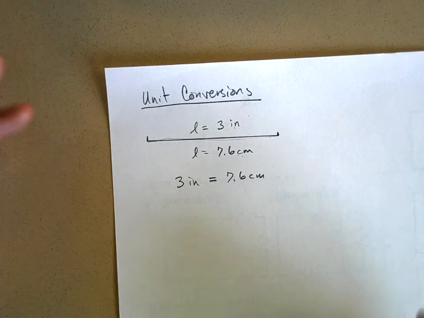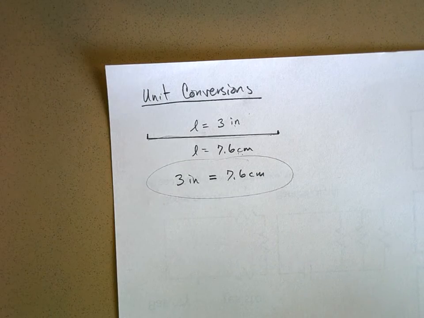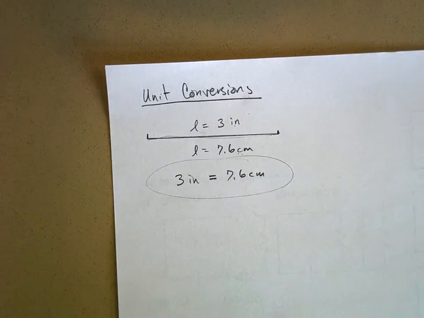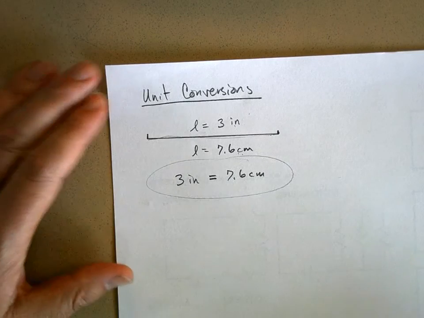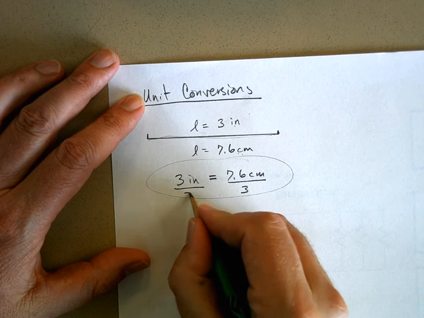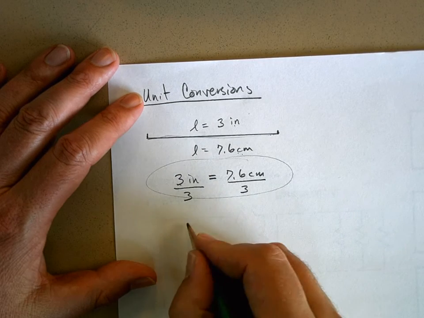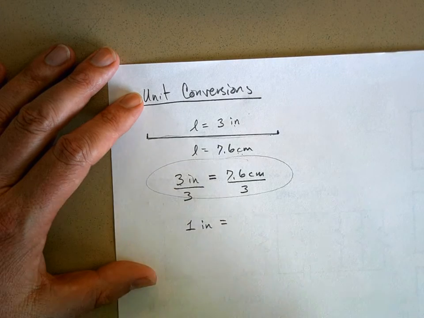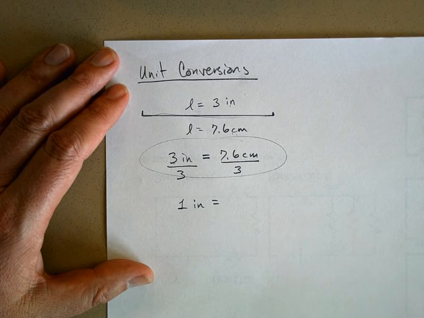Well, this is good. You can use that as what we're going to call a conversion factor. But it would be a little bit more convenient if we said, well, how much is 1 inch? So what we can do is just divide both sides by 3. So what is 3 inches divided by 3? It's 1 inch is equal to, well, let's see, what is 7.6?